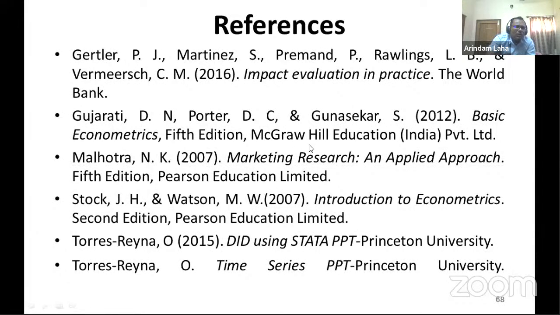Then you can consider the Gujarati book for dummy variables only. Then Stock and Watson. I have given you some of the materials from Stock and Watson, especially relating to structural break. And there are some important PPTs prepared by Princeton University. If you write down this command in Google, then this PPT is available, on how to carry out structural break tests in time series.